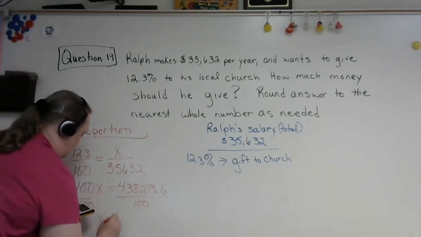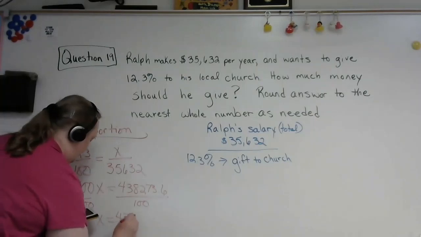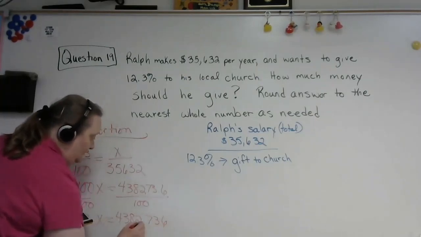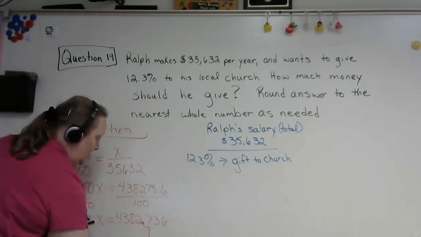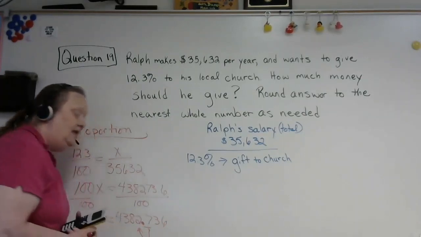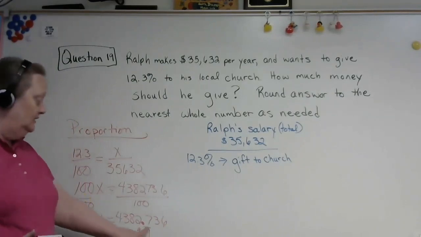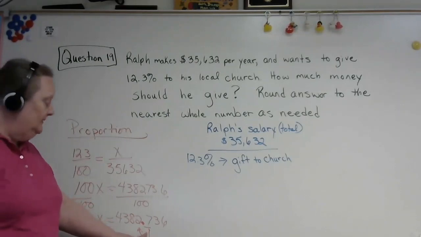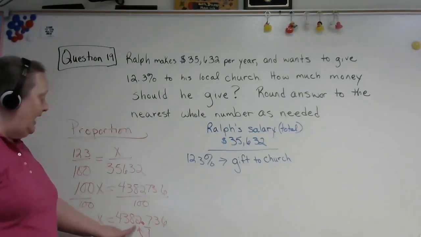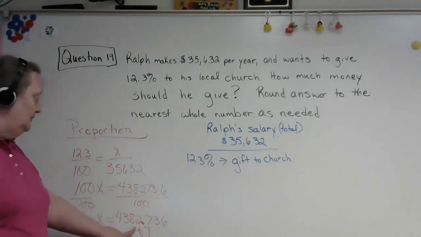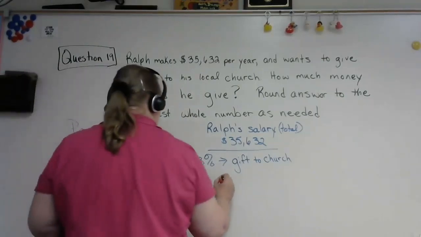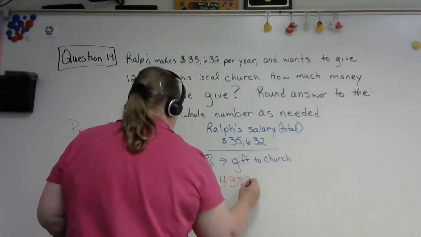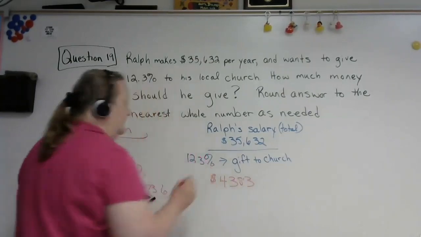And then I'm going to divide by 100. And that gives me 4382.736. And because he's going to be generous and round that up to the nearest whole number, I'm going to look at the tenth, which is the 7. And because it's 5 or greater, being a 7, then we'll round the 2 up to a 3. And so his annual gift would be $4,383.